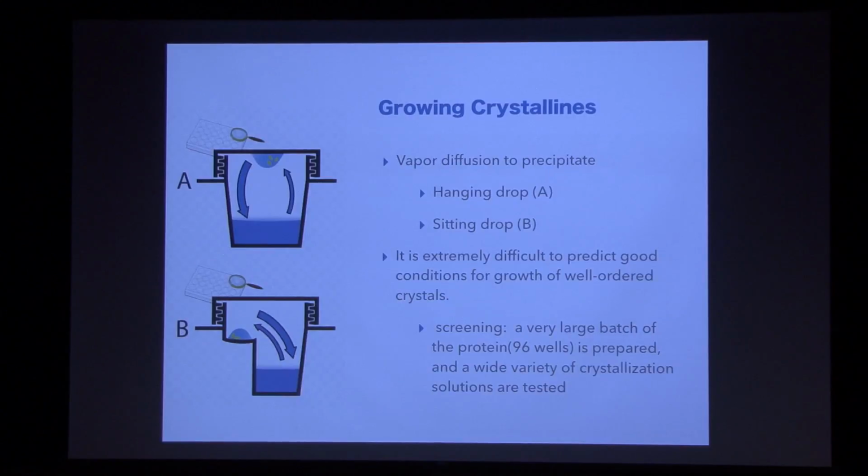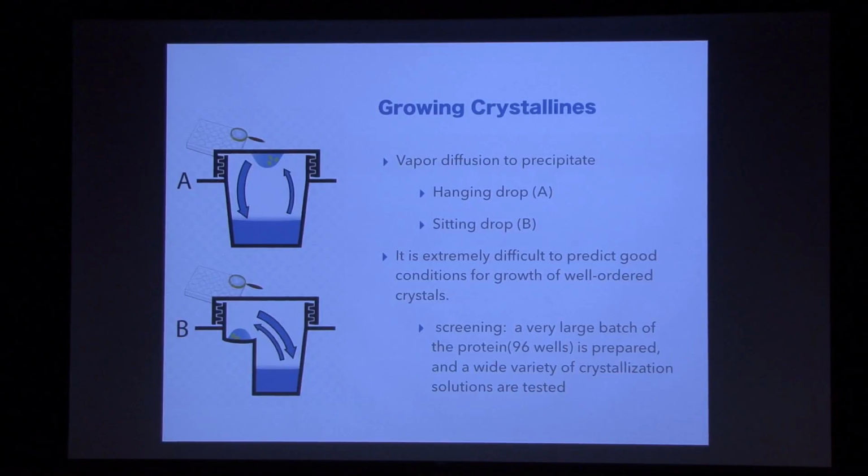So you would need a pure protein droplet, and by vapor diffusion with the well solution, the liquid would precipitate to solid. There are two methods, hanging drop and sitting drop, which is straightforwardly demonstrated by the graph. In one of them, the droplet is hanging and precipitating with the well solution, and the other one just sits there in the well.